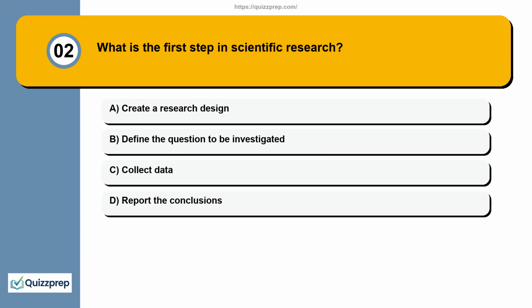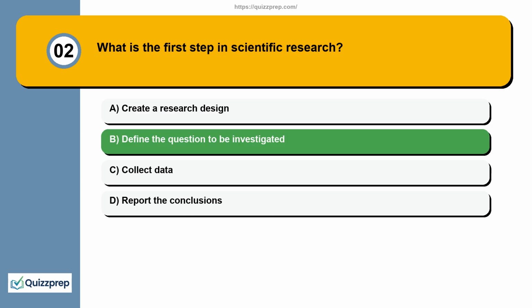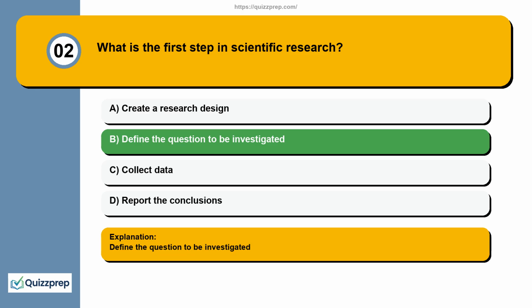Question 2. What is the first step in scientific research? Option A. Create a research design. Option B. Define the question to be investigated. Option C. Collect data. Option D. Report the conclusions. The correct answer is option B. Define the question to be investigated.